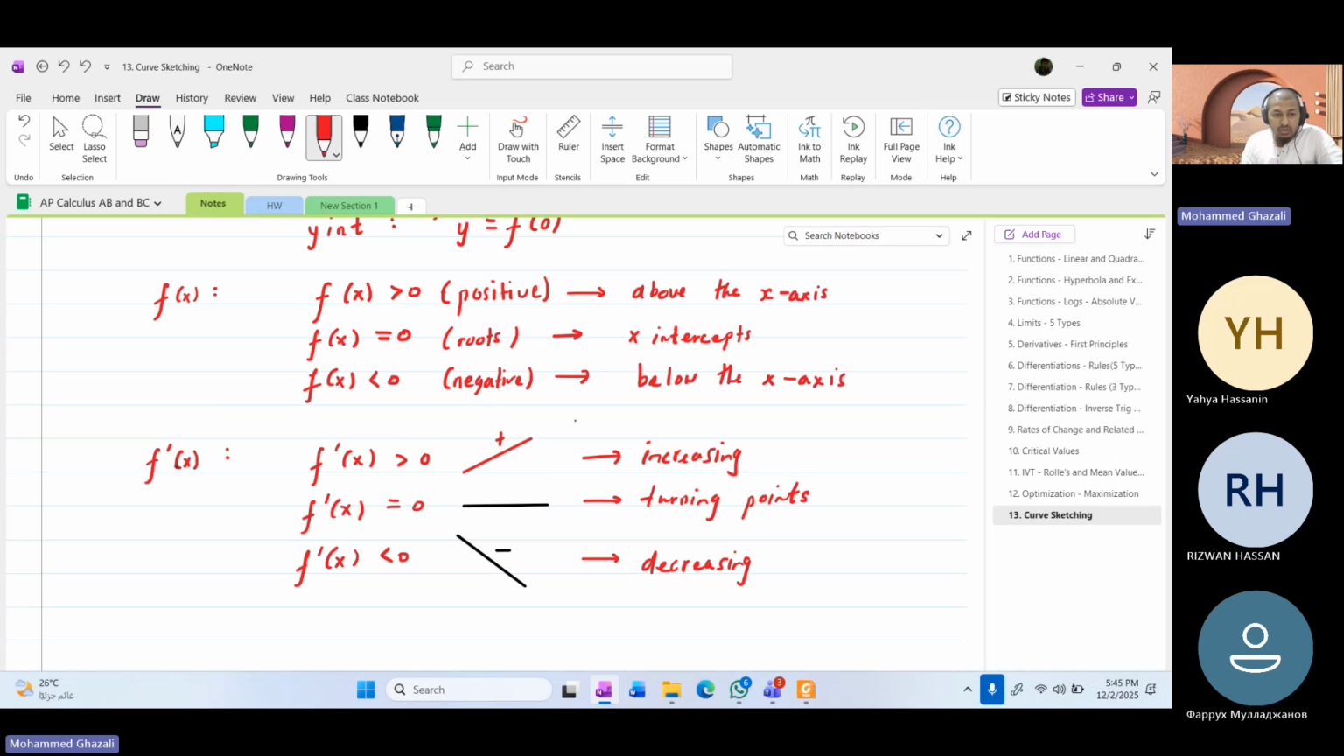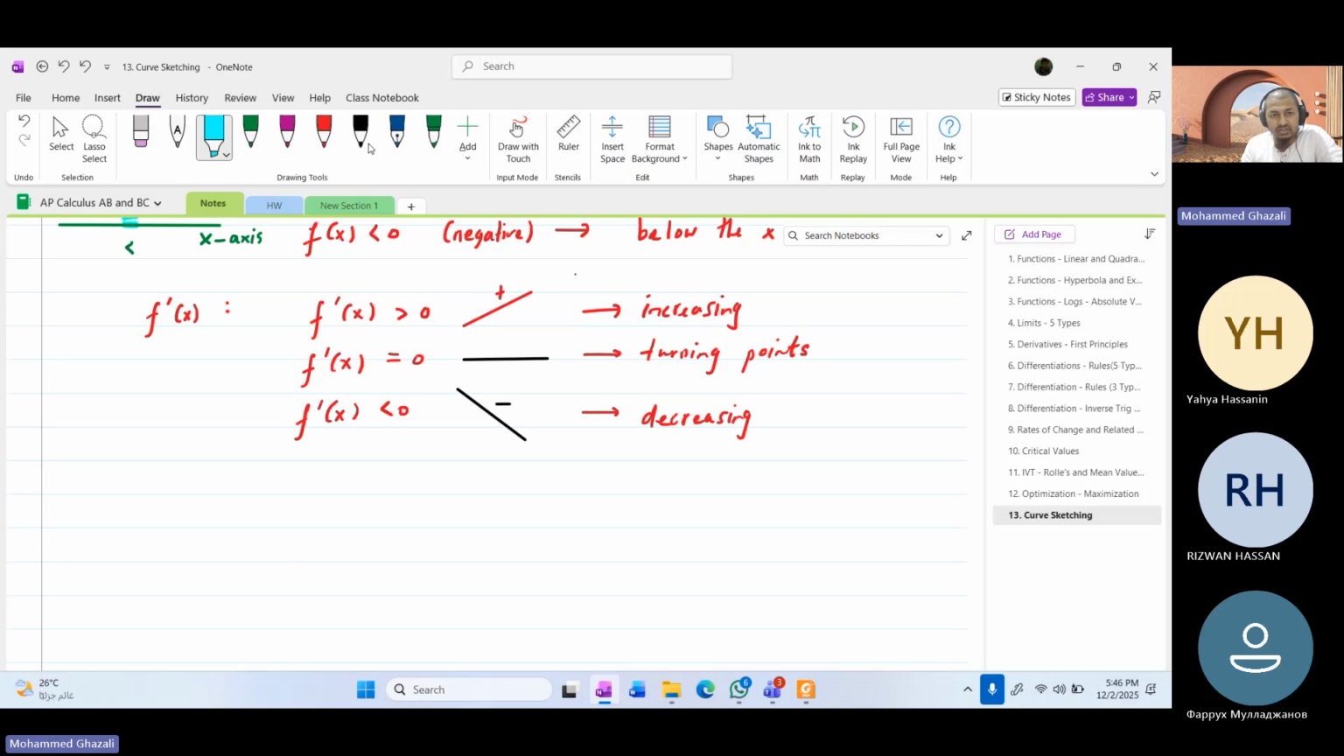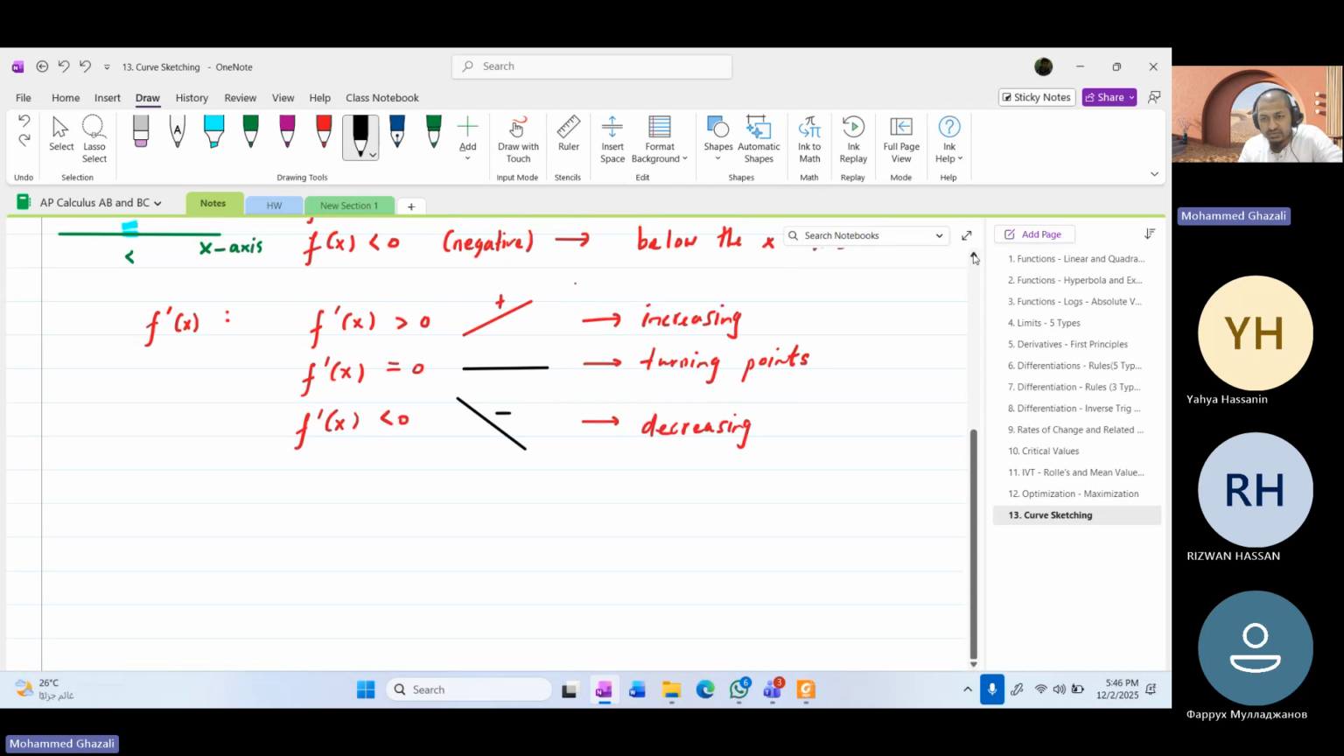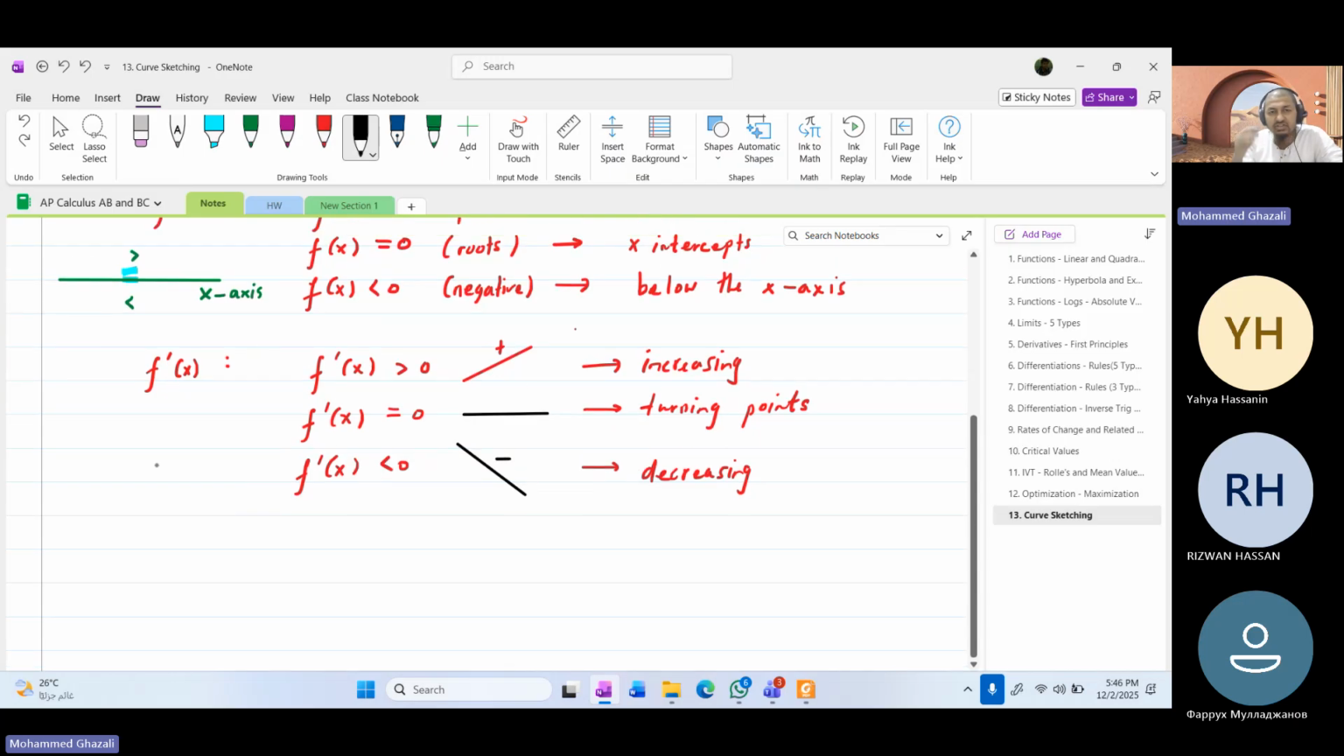So f of x is just talking about the x-axis. From the x-axis, what's happening? Is it above, below, or is it at 0, hitting the x-axis? For the increase and the decrease, we're looking for when the function is sloping up and sloping down, coming down.